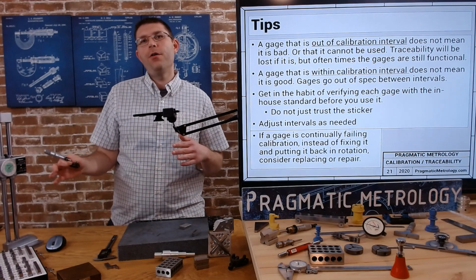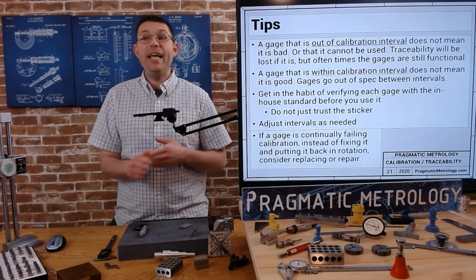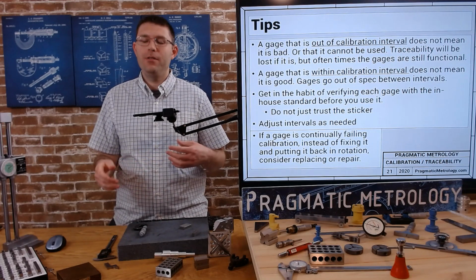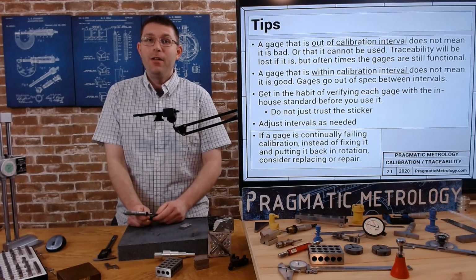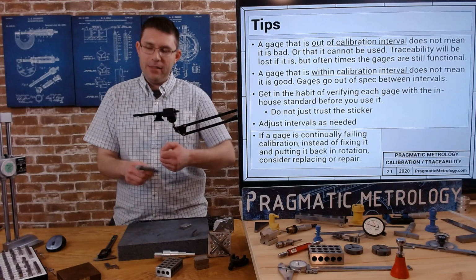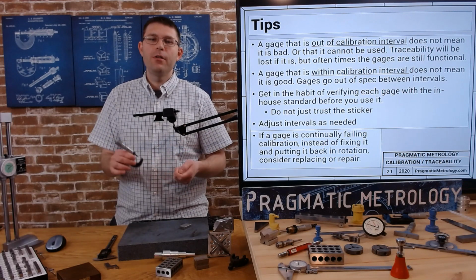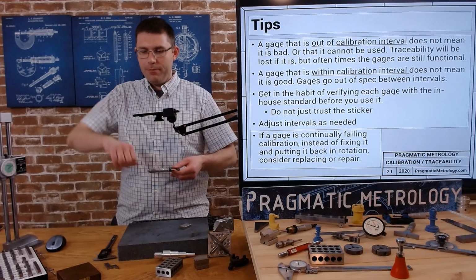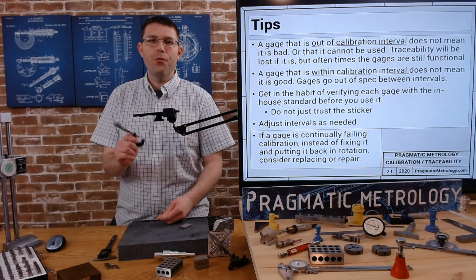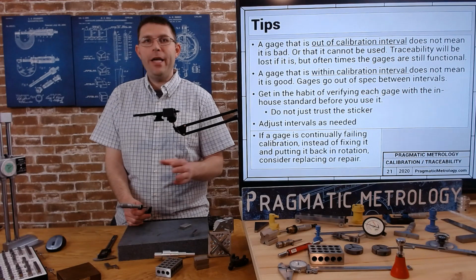Shorter intervals or longer intervals, depending on how much you're using them and costs and all that. We talked about that. If a gauge is continually failing calibration, instead of fixing it and putting it back into rotation, consider replacing it or repairing it. I've dealt with a lot of gauges that get a lot of use, a lot of wear, and you're constantly adjusting zero because everything's looser, everything's worn. And sure, you can adjust it back into zero, but oftentimes it's not worth the expense or the risk.